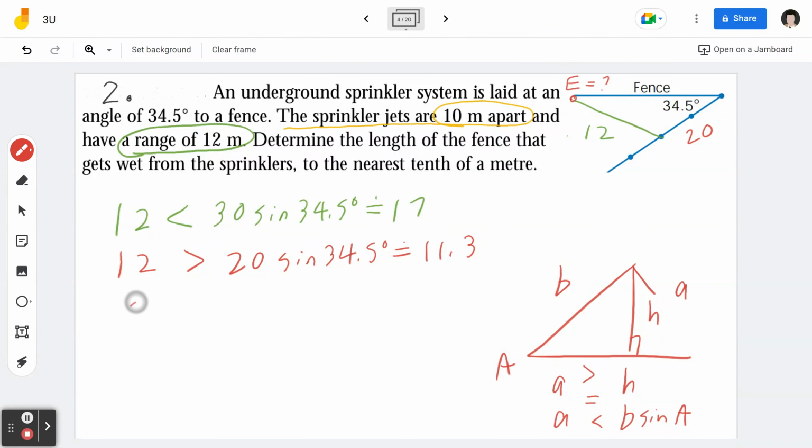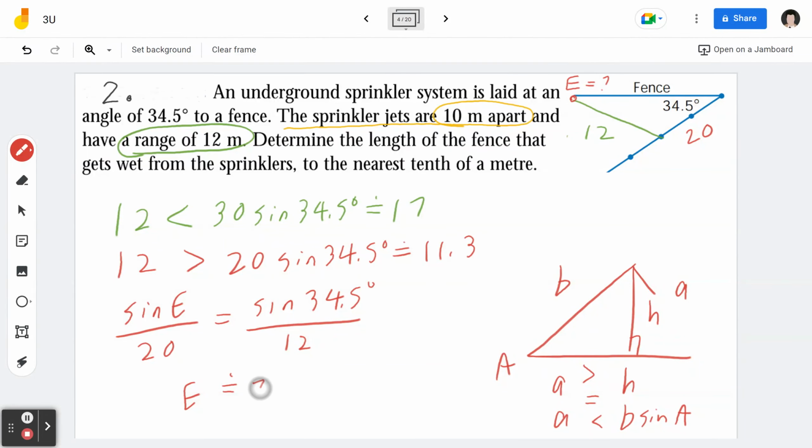And you write down sine E, so applying the sine law, sine E divided by 20 in this case equals the sine of 34.5 degrees divided by 12. Now again, you can do this in one step. You grab the calculator, you press 20 times sine of 34.5, divide this by 12, you take the inverse sine of the answer, and this is approximately 70 point.